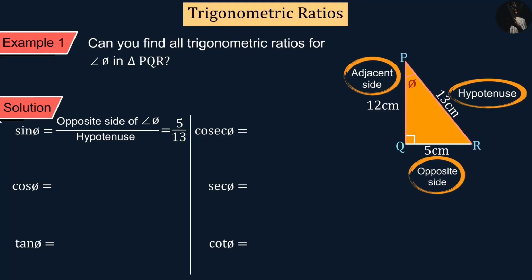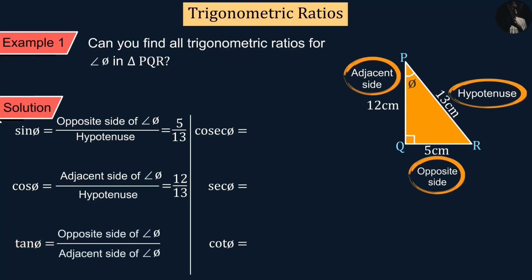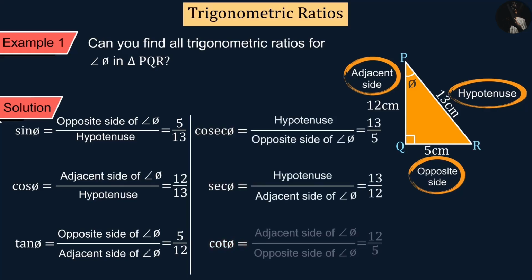5 upon 13. Similarly, we know that the cos phi is equal to the ratio of adjacent side to the hypotenuse, from which we get 12 upon 13. Tan phi will be equal to the ratio of opposite side to the adjacent side. Also, we learned that cosec, sec and cot are the reciprocal of sin, cos and tan. In this way, we write all the trigonometric ratios for the angle phi in the triangle PQR.